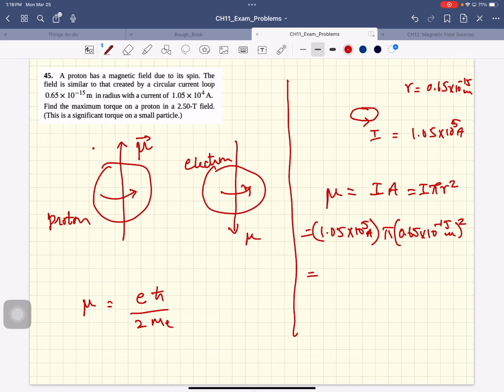So this works out to 10 to the minus 25, and it will work out in amp meter squared. So that's the strength of the magnet.